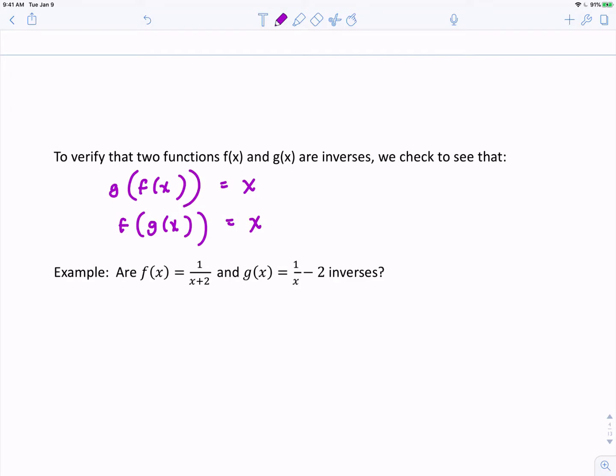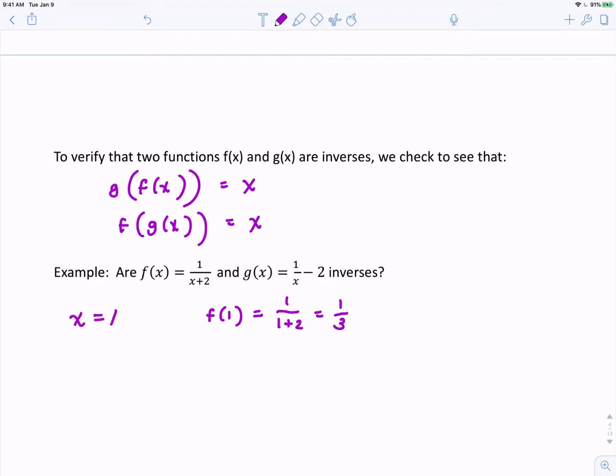So here's an example. Are f of x equal to 1 over x plus 2 and g of x equal to 1 over x minus 2 inverses? Well, to investigate this, I'm going to look at a specific value. I'm going to use, for example, x is equal to 1. And you could use any value for x that you wanted. All right, let's first start by applying f of x. F of 1 would be equal to 1 over 1 plus 2, or in other words, 1/3.